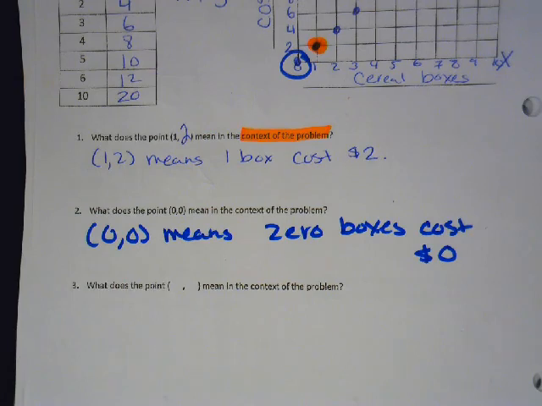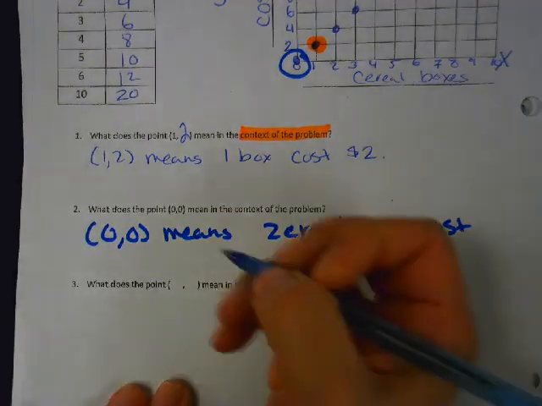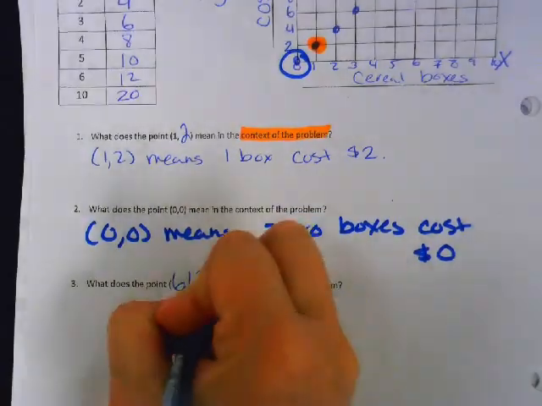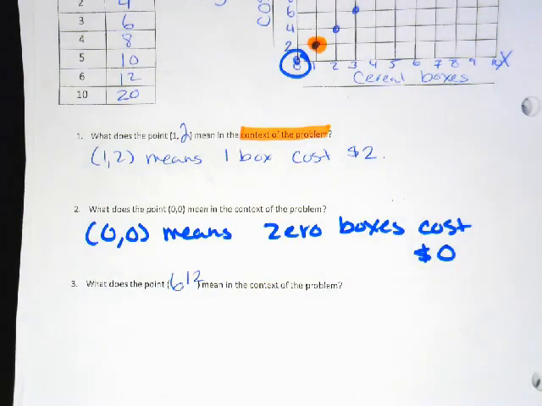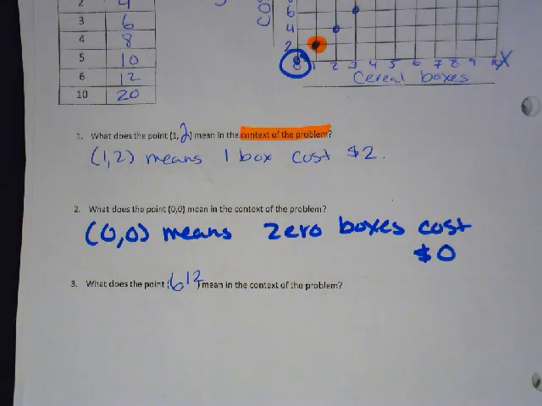Now we choose our own. I will choose. I choose. 6, 12. What does the point 6 comma 12 mean in the context of the problem? 6 boxes, $12. Very good, Juan. All right, write that down. Write a good sentence, statement for number 3. What does the point 6 comma 12 mean in the context of the story?